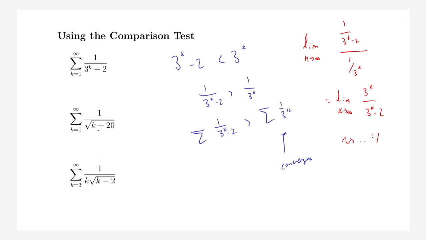Do the same thing for your other two series. Mess around with those. See if you can compare them to the same P series that we compared them to before, but use the limit comparison test. And that should help quite a bit, I think.